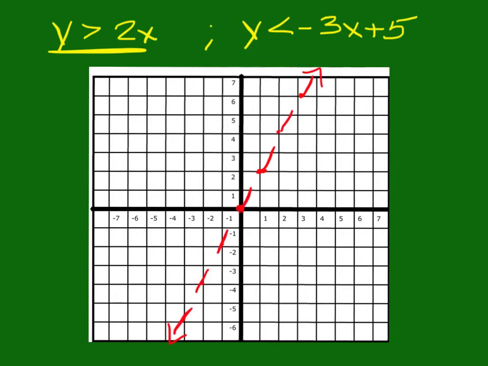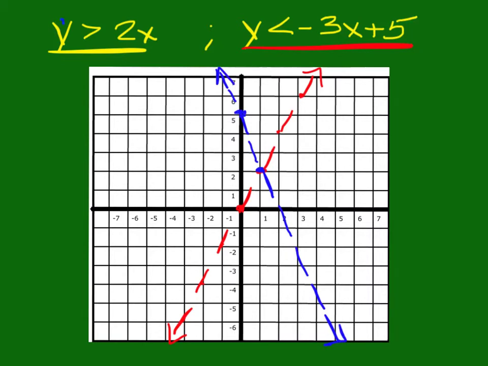Okay, and now the other one. For this one, we'll do that one in blue. Start at 5, go down 3, and then to the right 1. That also will be dotted. So it should look similar to this. Now we have to test out both of them.